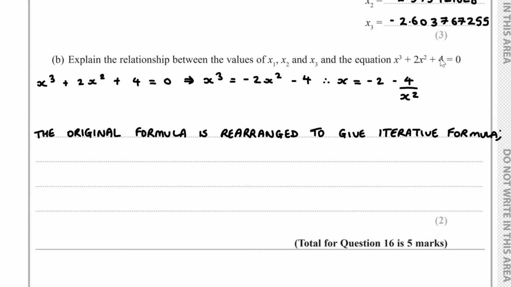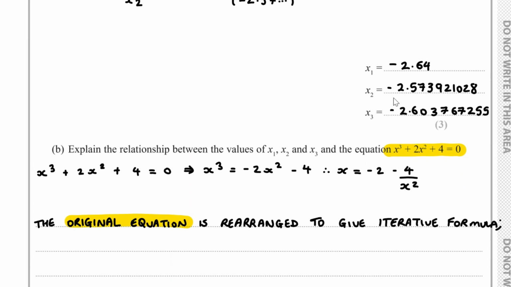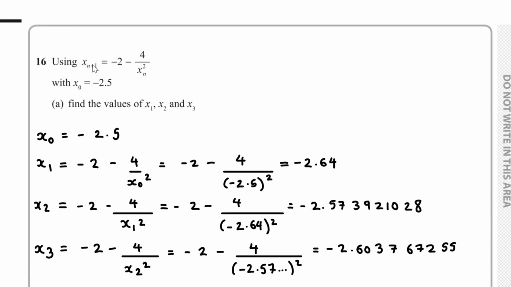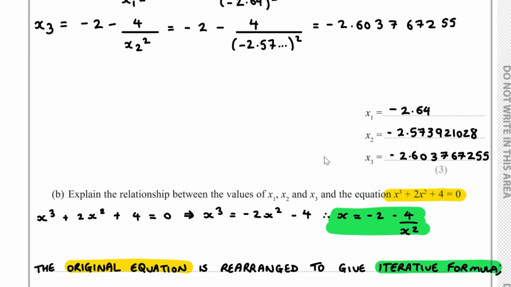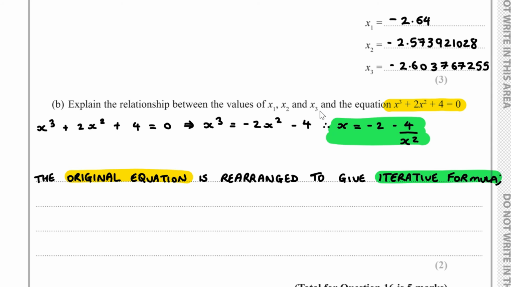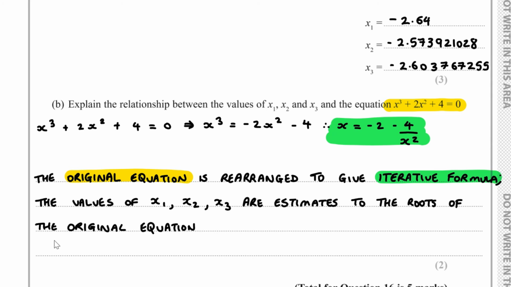So the original equation over here is rearranged to give the iterative formula as we see here. So this is the iterative formula. Okay? So that's where the iterative formula comes from. So in terms of how these relate to the values of x1, x2 and x3, the values of x1, x2 and x3 are estimates to the roots of the original equation over here.